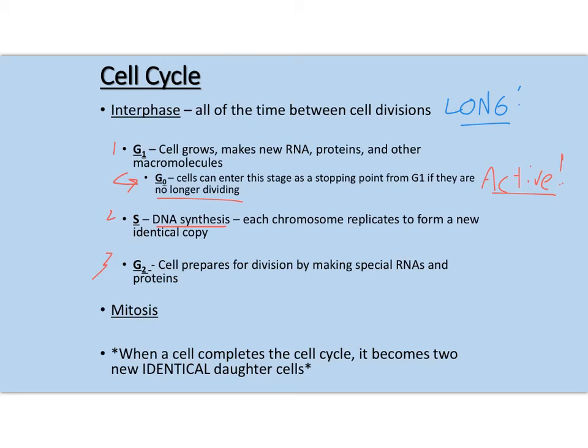Now after you do those steps of interphase, you go into mitosis, so we'll look at that in just a second. And when we completely finish this cycle, the cell becomes 2 identical daughter cells. So once we finish interphase and mitosis, we finish off with 2 new identical daughter cells, identical to each other and identical to the parent that we started with.